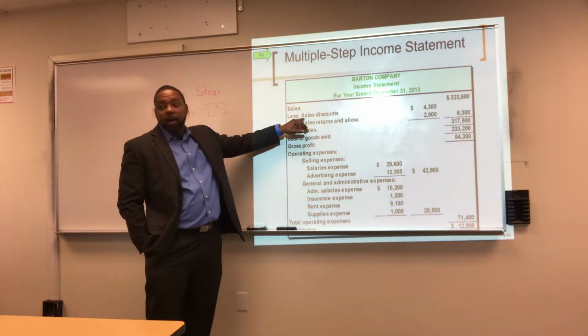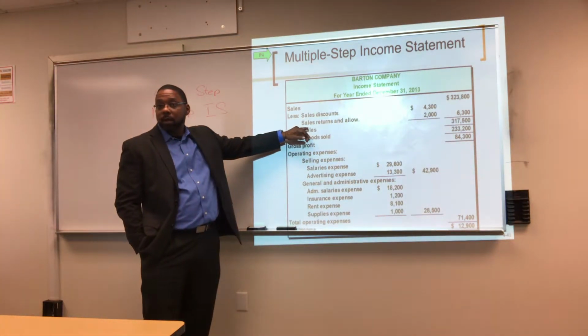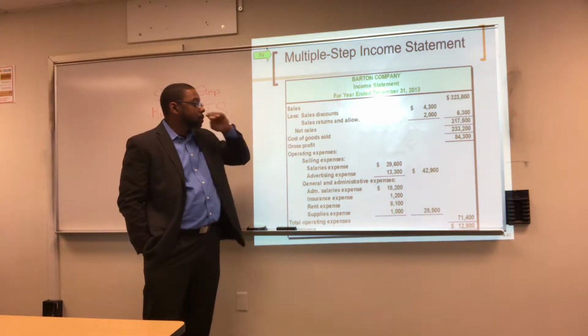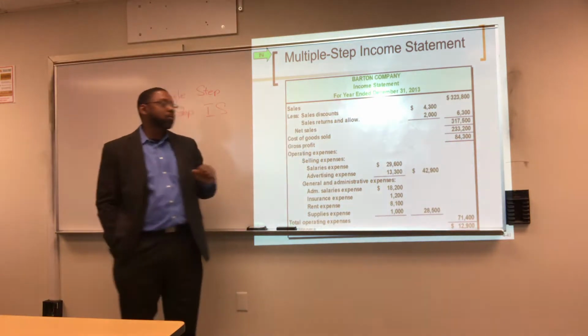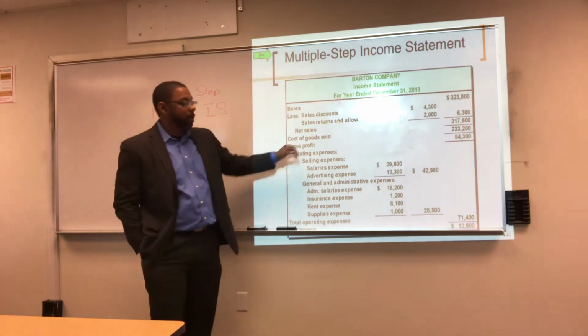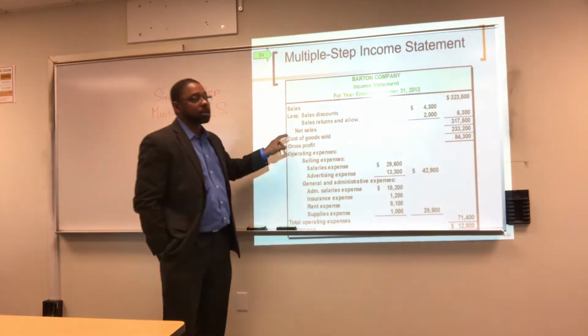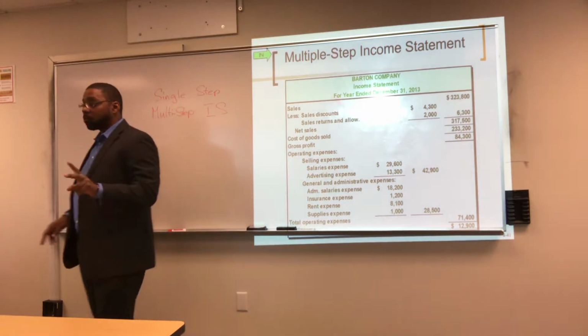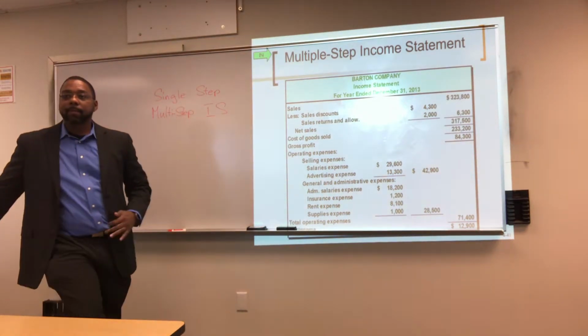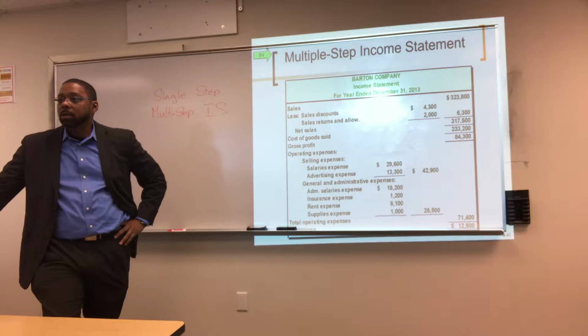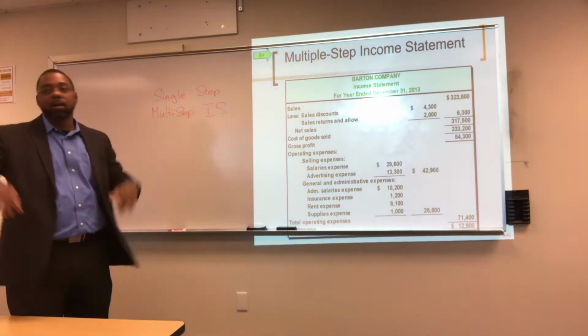So sales minus discounts minus returns and allowances gives you net sales. Subtract cost of goods sold and we get gross profit. Cost of goods sold is something that we'll be dealing with in the next 2 chapters. That is the cost that it takes to bring a product up for sale. It's everything that's in cost of goods sold.